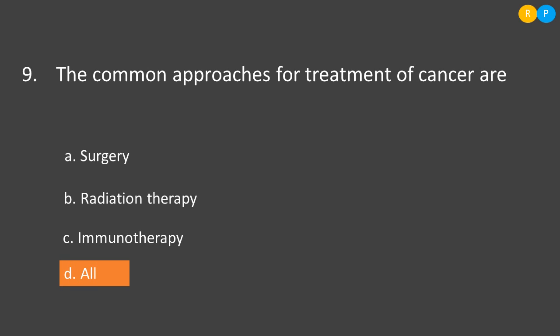Sometimes radiations like gamma rays are used to kill the cancerous cell. Radiation therapy is one more treatment method used to treat cancer. Then option C, immunotherapy. In immunotherapy, the patient will be given interferons. These act as a biological response modifier. When they are injected, they activate the immune system and help in destroying the tumor.